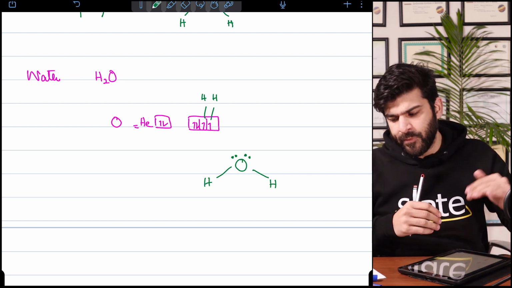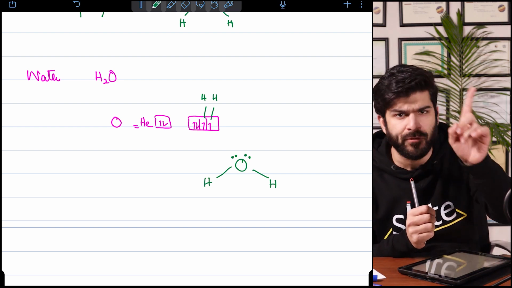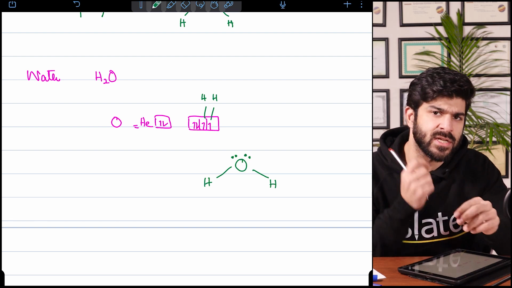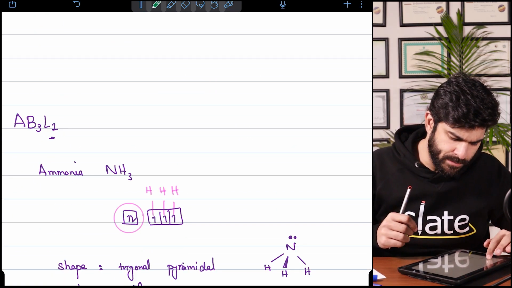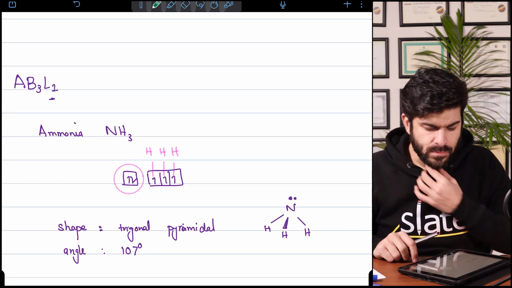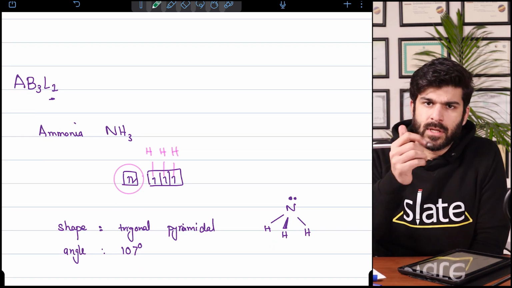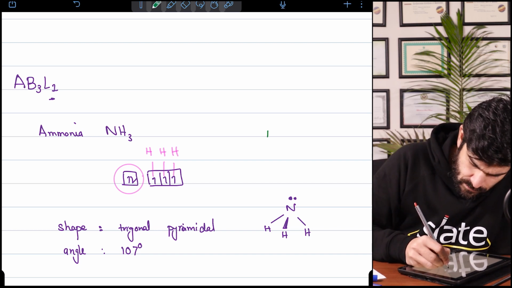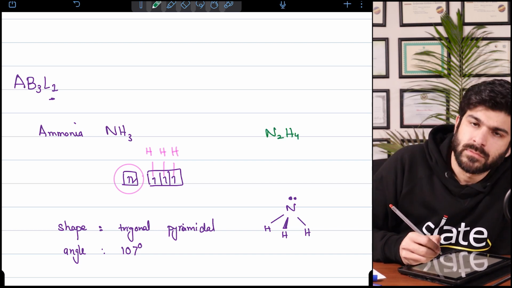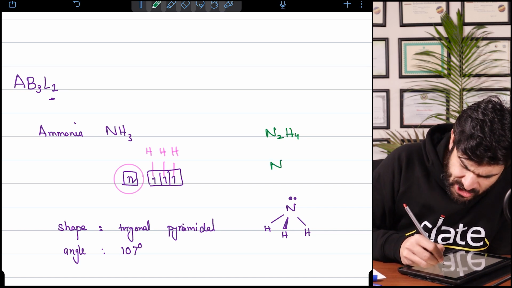So now, before we talk about AB5 and AB6, there are no further types, just AB5, just AB6. They are basic, they are simple. Let's talk about ammonium. We saw ammonia. Students know one thing. In the exam, they can give you a hydrazine molecule, and they can shape it this way.